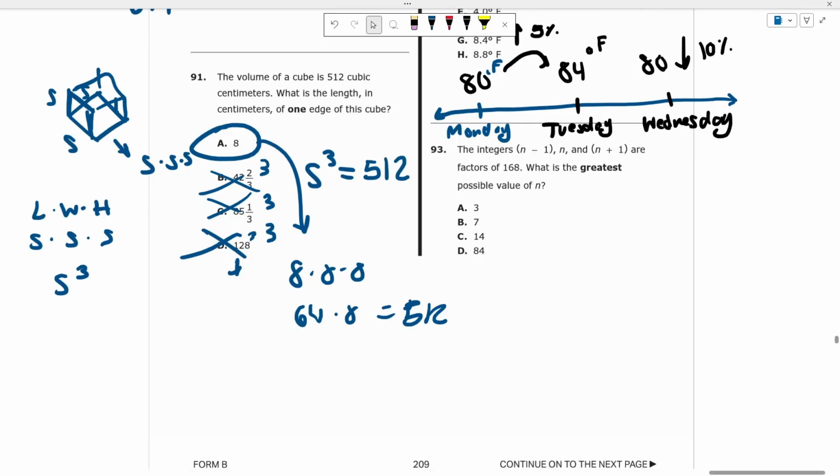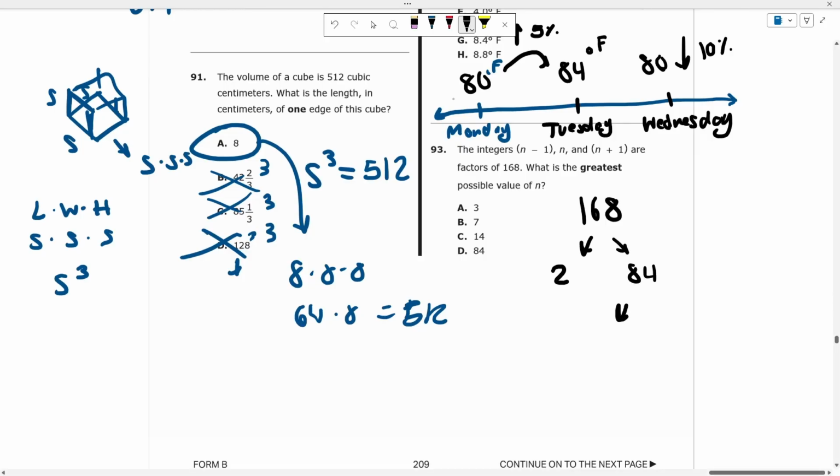Number 9 says the integers n minus 1, n, and n plus 1 are factors of 168. What is the greatest possible value of n? So in order to do this, we need to actually find the factors of 168. Now, a quick way to do this would be to just do the prime factorization of 168, right? So we can just divide this and continually split this up into 2. So that's 2 and 84.